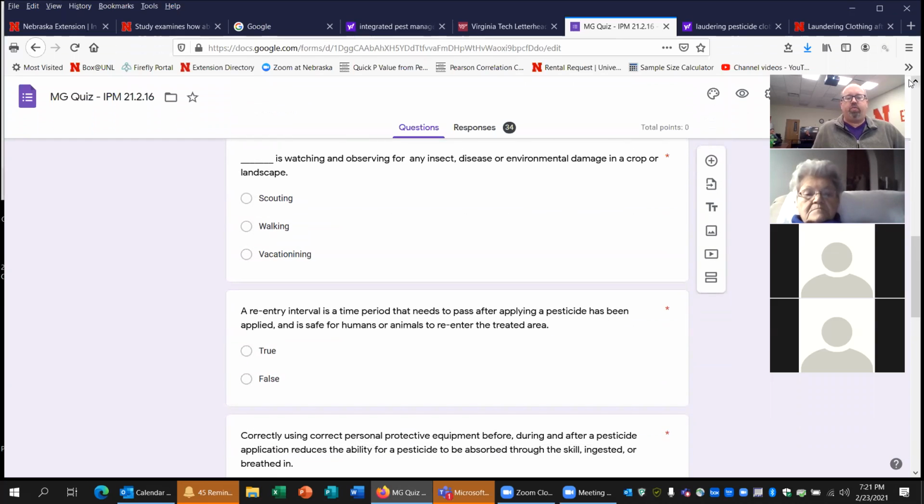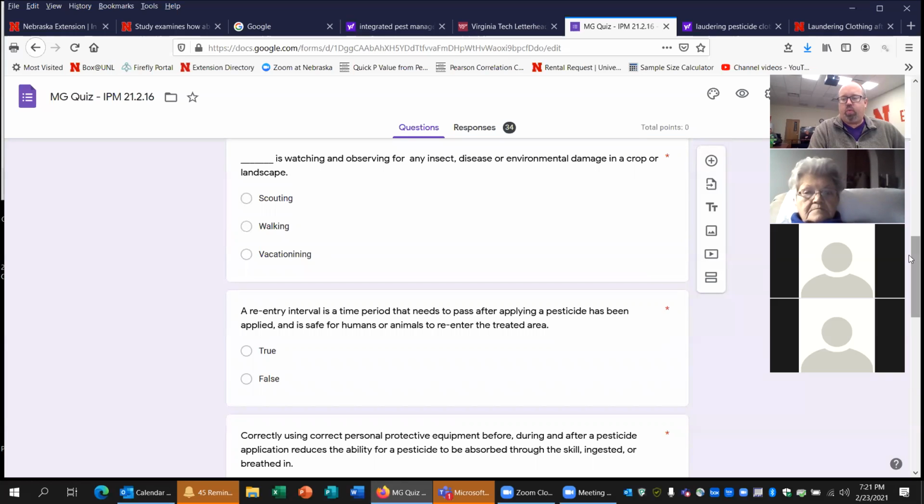The next question: a re-entry level is a time period that needs to pass after applying a pesticide that has been applied and is safe for humans or animals to re-enter the treated area. That is true. And that is on what? Where do we find it? The label. We find it on the label.